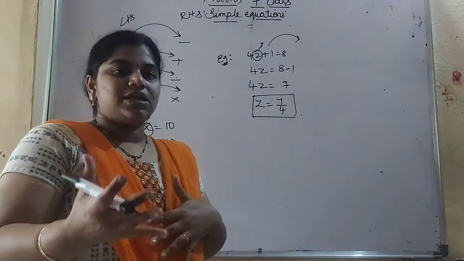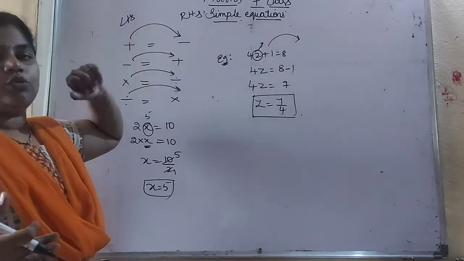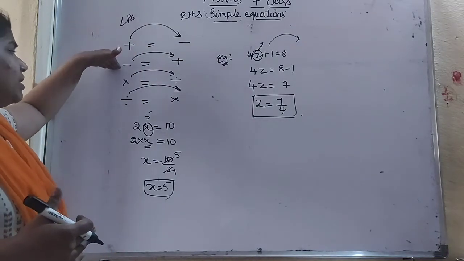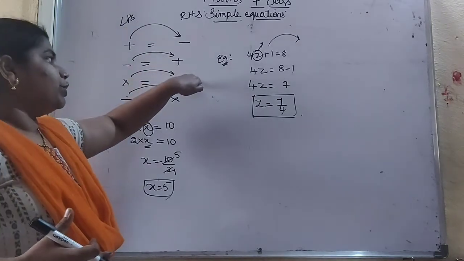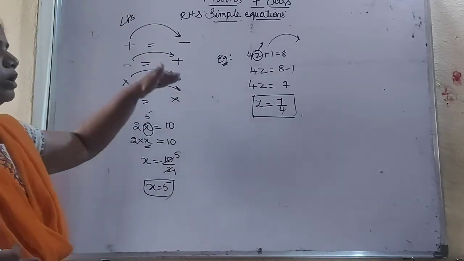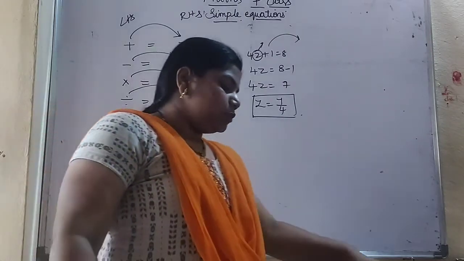If you are changing the signs, it will be changed in this order. If it is a plus, it will be converted to minus. If it is a minus, it will be converted to plus. If it is a multiplication, it will be converted to division. If it is a division, it will be converted to multiplication. So this is called transposing.